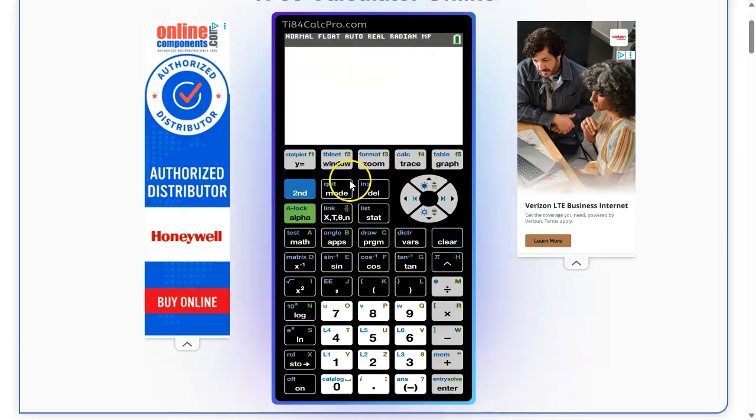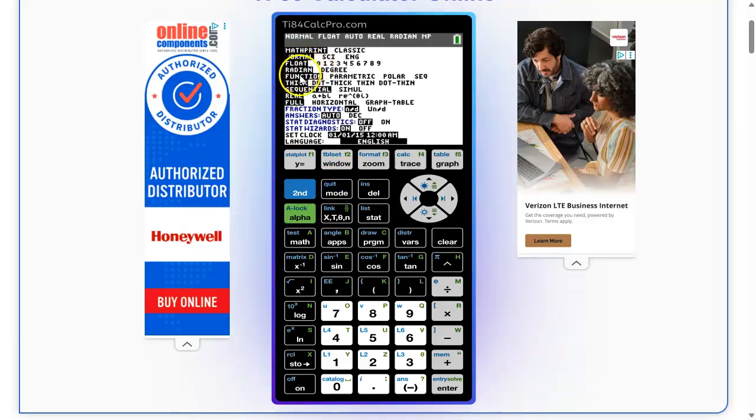So to do that, we have to go to mode. Mode, okay? We click on mode. Right here, we see radian, so we need that black line to highlight the degrees. So we're going to use our arrow keys. Click over here. Oops, we have to click down to there. Okay, there we go. Click there, and then it's on degree, and we hit enter. And we double check it like that.